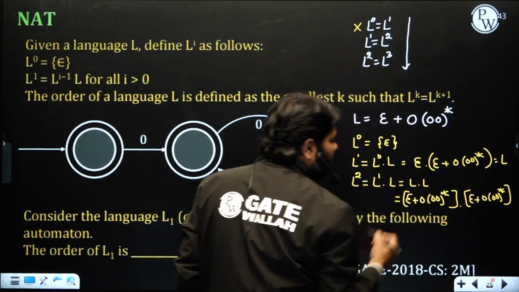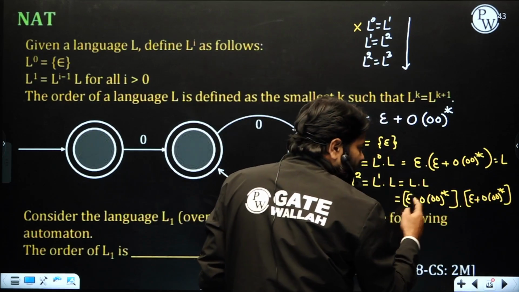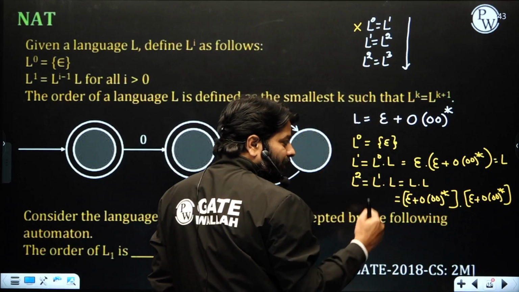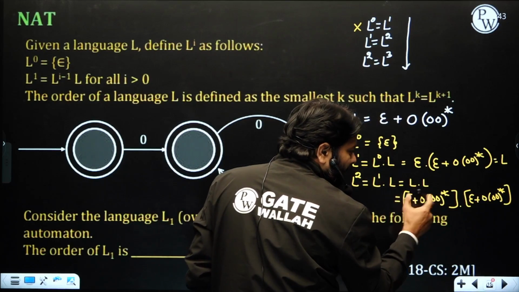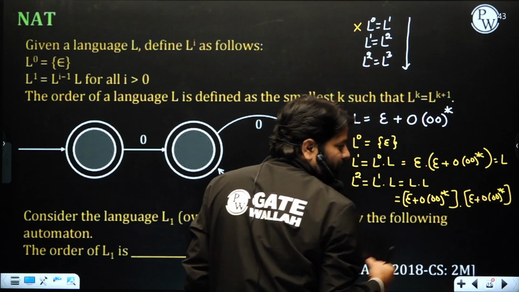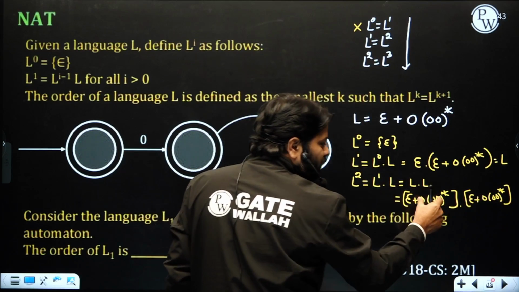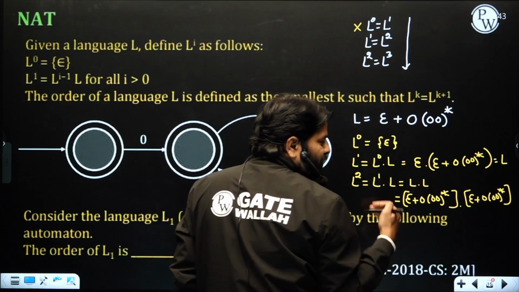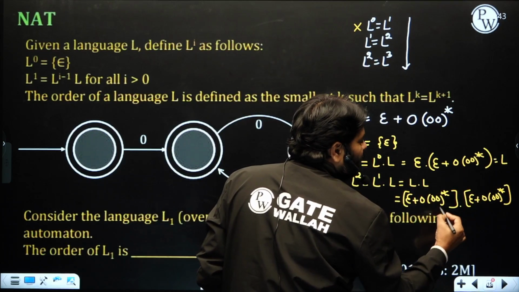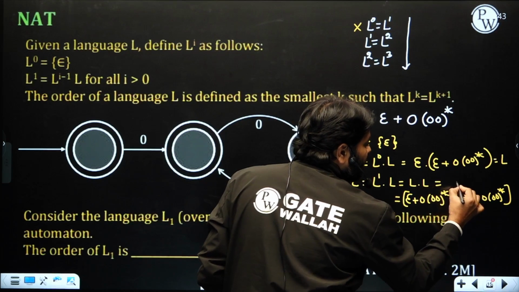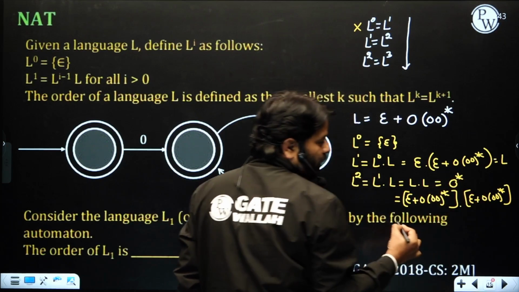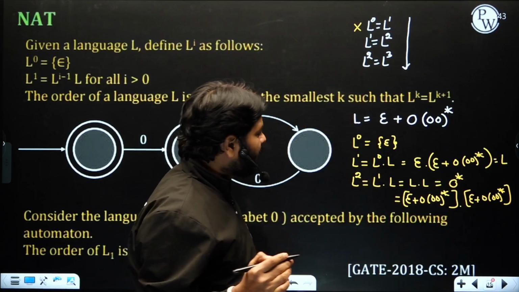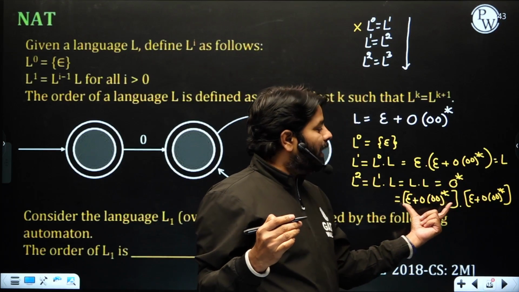If you carefully observe this, can you generate epsilon? Yes, epsilon followed by epsilon. Can you generate 10? How? Epsilon you can take from here, and you can take 10 from here. Can you generate double 0? 10 from here, 10 from here. So if you observe it, it can generate 0 star. So LL is equal to 0 star. All the strings over 0 can be generated with the help of LL.